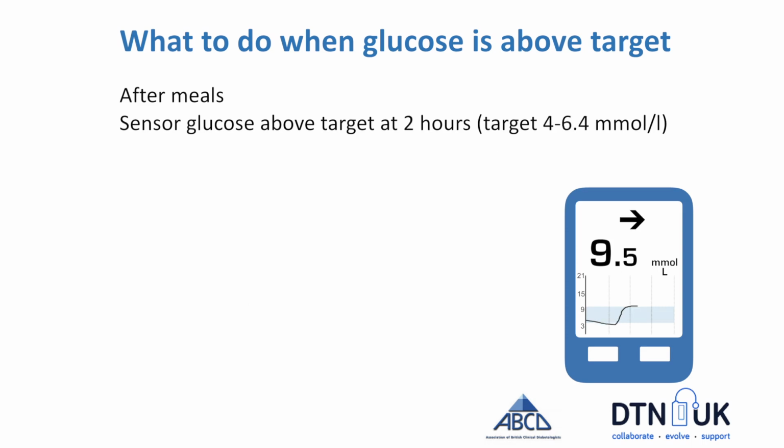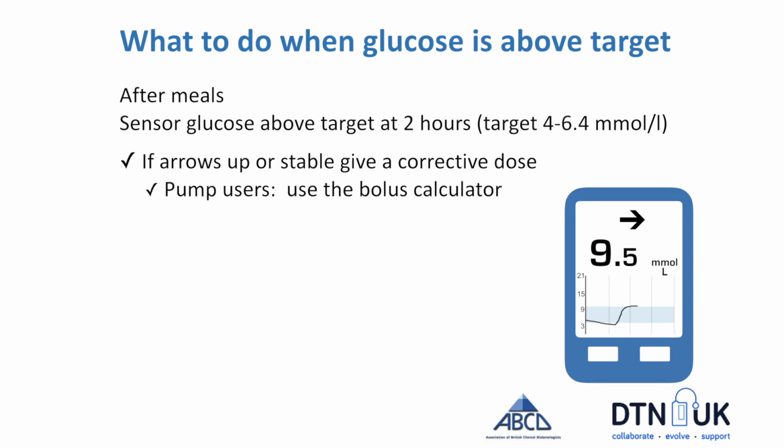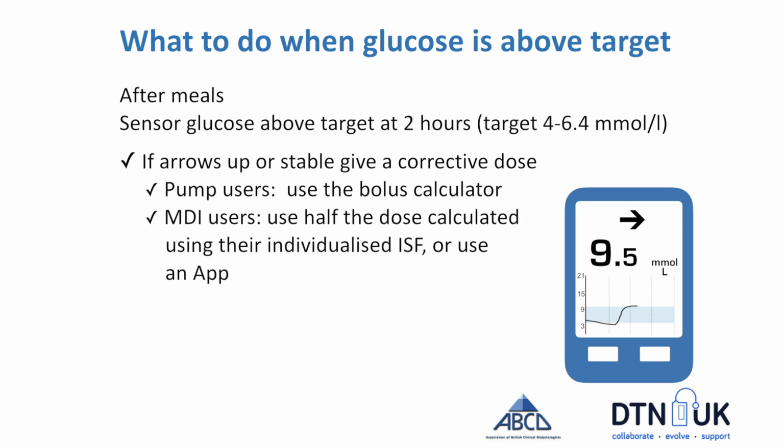If your sensor glucose is above target at 2 hours, and you've got arrows that are up or stable, you can then give a corrective dose. If you're using a pump, you would use your bolus calculator. If you're using injections, generally use half the dose that you would usually give for that glucose level, or you could use an app. If you've got down arrows, your glucose is already falling, so don't correct.